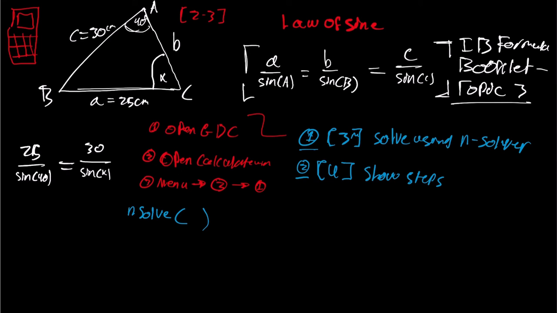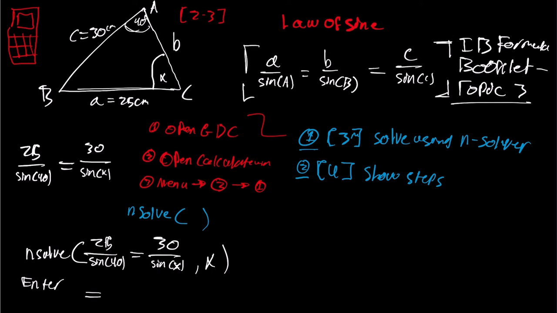say, all right, we have nSolve, open bracket, 25 over sine 40, which will equal 30 over, and pay attention here, sine x. This value that you're going to try to find should always, always, always be x. Then I'm going to put a comma, which you can find on the bottom left of your calculator, and then click enter.